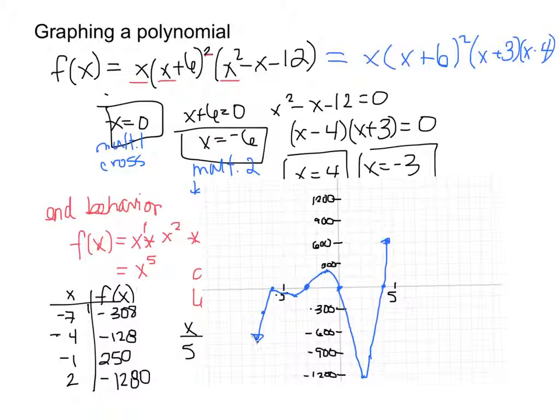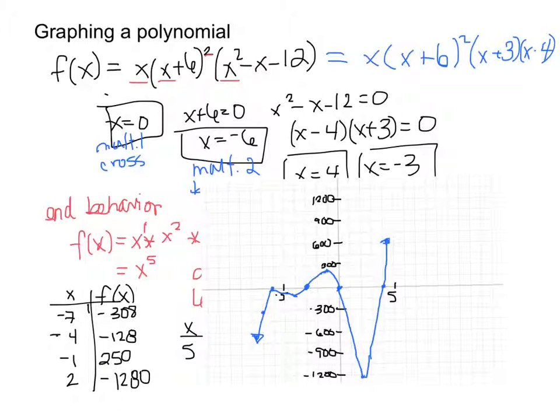Notice that our end behavior is down, up. Notice that each of our zeros, at negative 6, we had a multiplicity of 2, so we bounced. At negative 3, we crossed. At 0, we crossed. And at 4, we crossed. There is no symmetry. We can see that just from looking at the graph we've drawn.